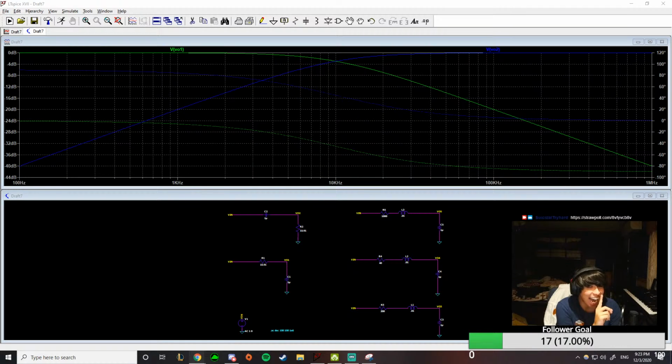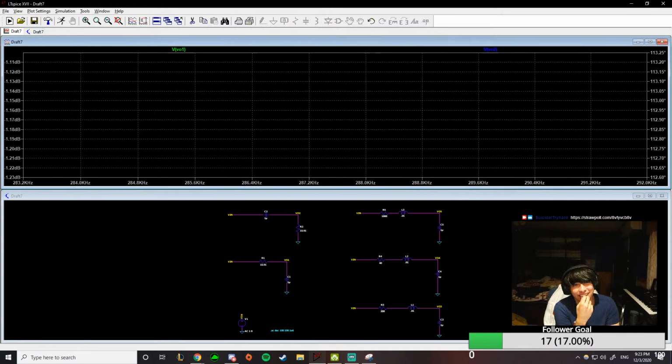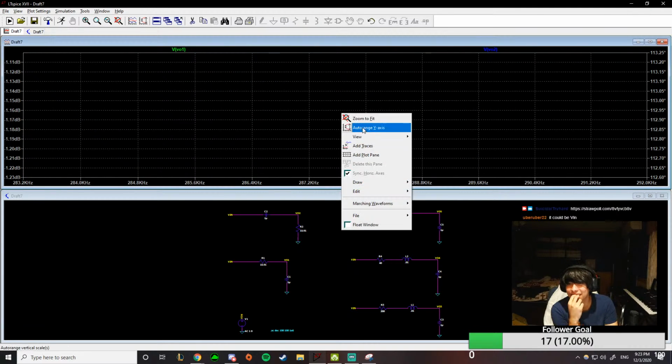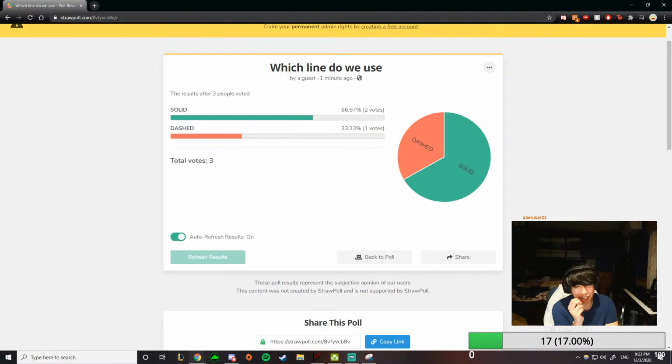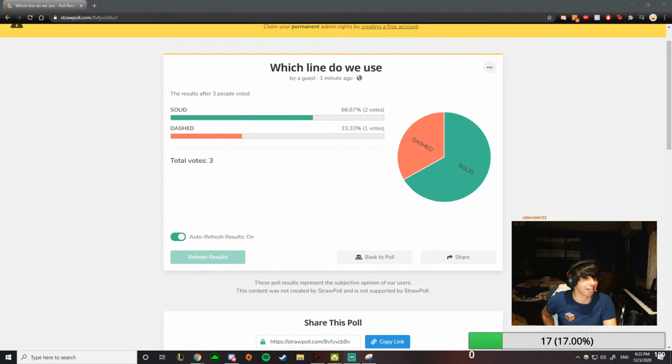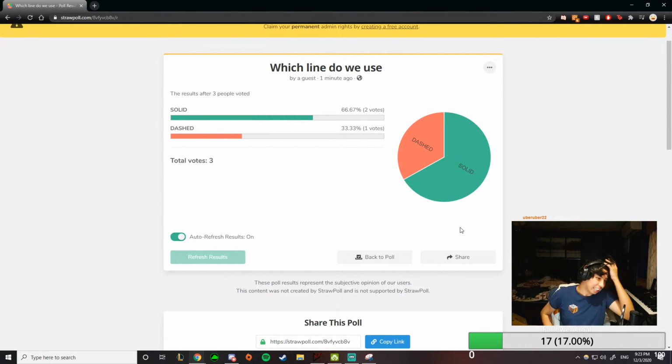Oh, with one dash voter and a 2-to-1. Oh my god. Zoom to fit. Also, my mouse is broken, by the way, so it's really hard for me to click things because I guess I get too mad playing video games or something. It could be VN, I guess. I don't know what I'm talking about there, so don't listen to me.